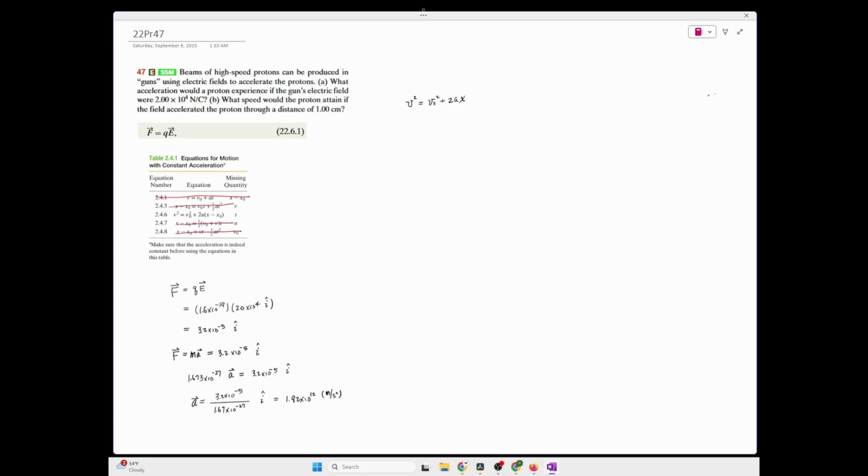And since here we are talking about a proton gun, we can assume that the initial speed of the proton was 0. From here, we can plug in the value for the acceleration and the displacement. And after that, all that we have to do is to take the square root and we will obtain the answer for part B. And that completes this video.